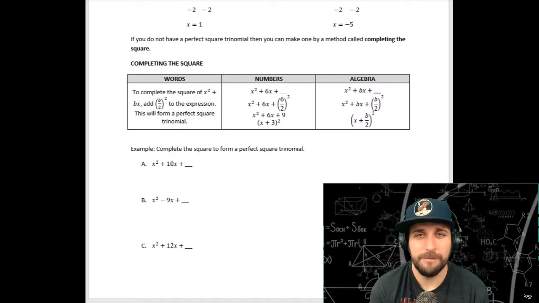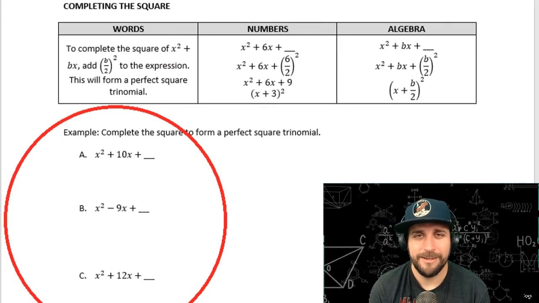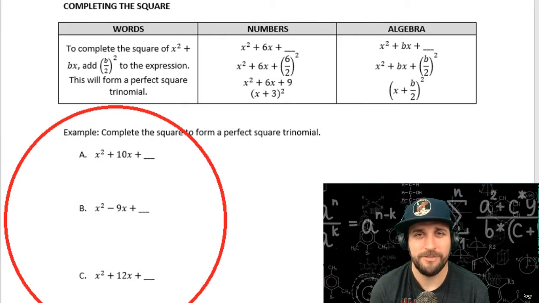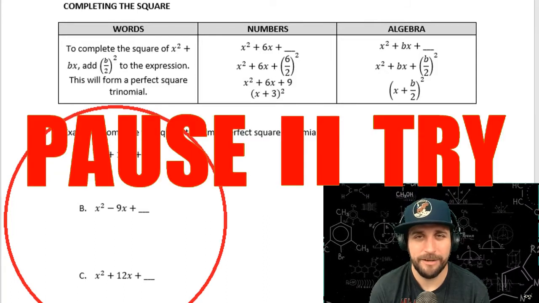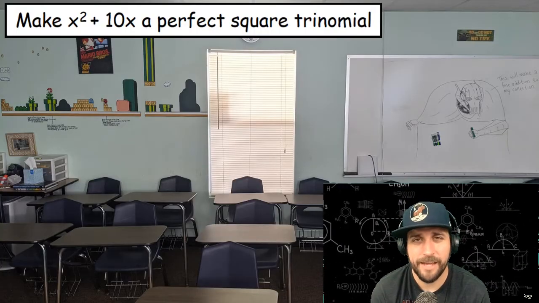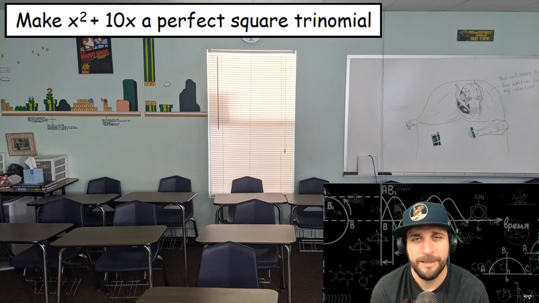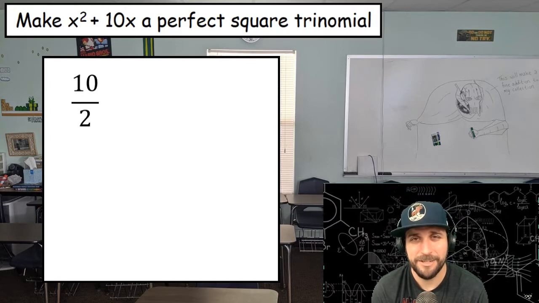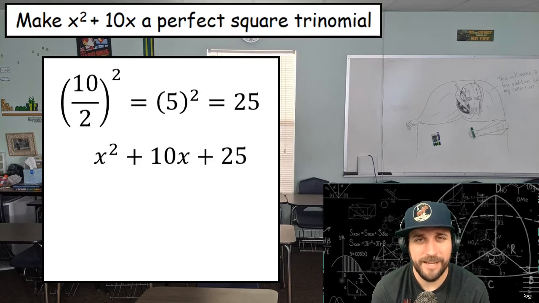So we have some example problems on our notes. Look at all those and find out what you would add to each problem in order to turn it into a perfect square trinomial. So you're looking for b divided by 2, squared. On A, x squared plus 10x plus what would make it a perfect square trinomial? B is equal to 10. So we take 10, divide it by 2, and square it. So 25 would be what I add.